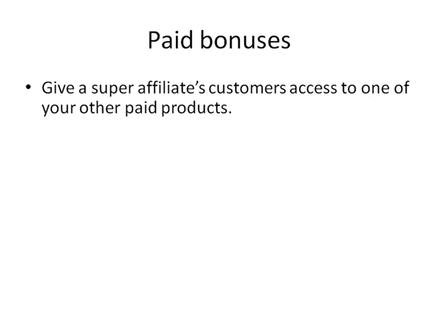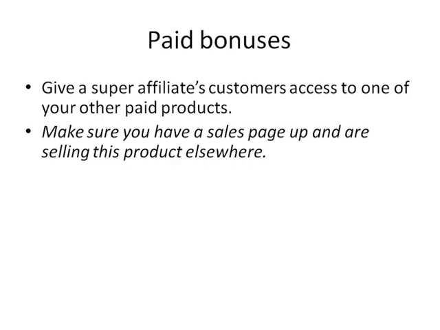Basically, you want to give a super affiliate's customers access to one of your other paid products. Now, in order for this to work, you need to make sure that you have a sales page up and are selling this product elsewhere. And you can even use this method when you create your other bonuses, you can set up pages to actually sell it. The reason is that the customer can see this is an actual paid product, and they're getting this paid product for free if they buy through somebody else's link.